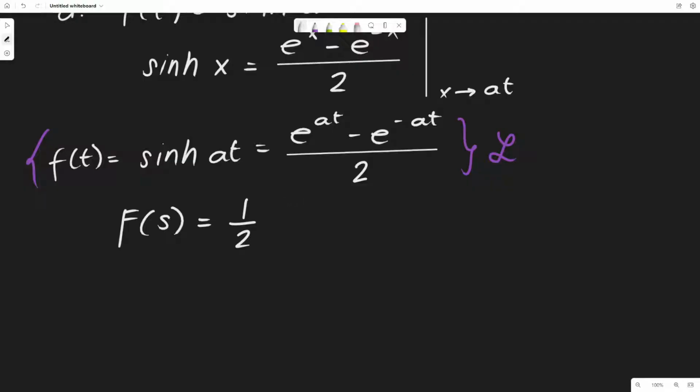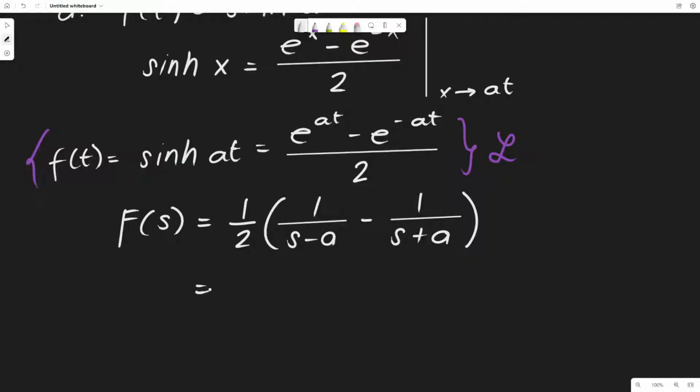So kung matatandaan natin, what is the Laplace transform of e raised to at? So that is 1 over s minus a, diba? Then minus 1 over s plus a. Bakit kaya siya naging s plus a? Kasi yung e raised to negative at natin, negative yung a. So since ang original Laplace transform is s minus a, so it will become s minus negative a. So it will result to s plus a.